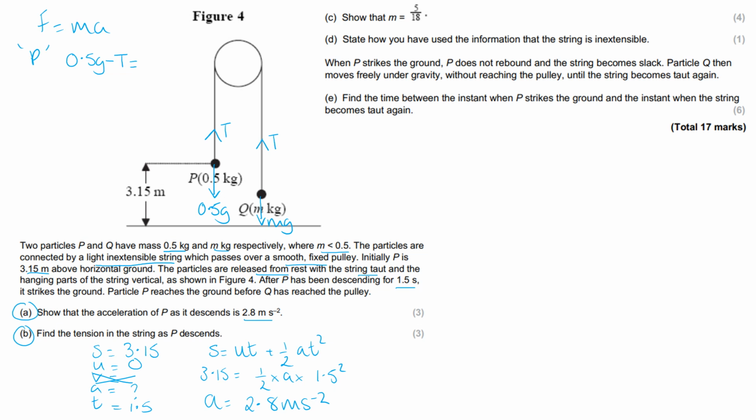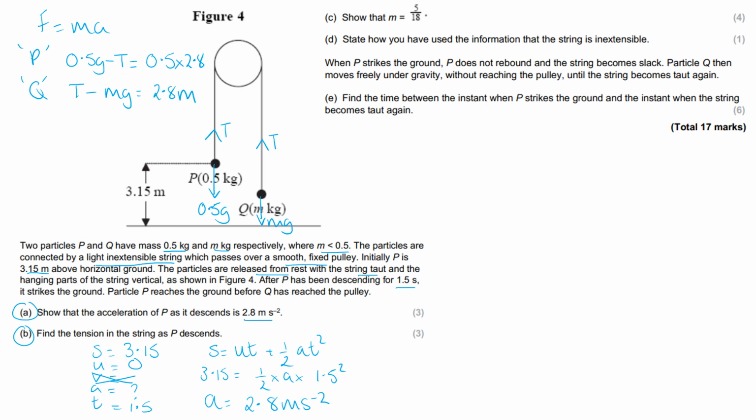So that is equal to ma. The m is 0.5 and we've just found that the a is 2.8. Then for Q, it is going to move up. So what's taking it up is the tension minus the mg is equal to 2.8m.